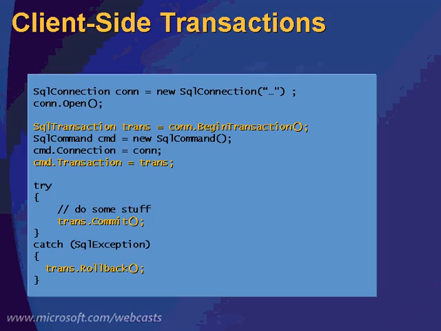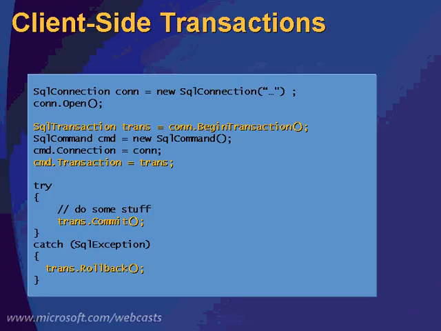On the client side, if you want to do transactions, it's pretty straightforward to do. The lines in yellow are what you need to add to your standard pattern of how you access SQL Server. You create a new SQL transaction object, and the result of that is the begin transaction method, which is a method from the SQL connection. And one of the reasons to use the SQL client namespace is the transaction handling.